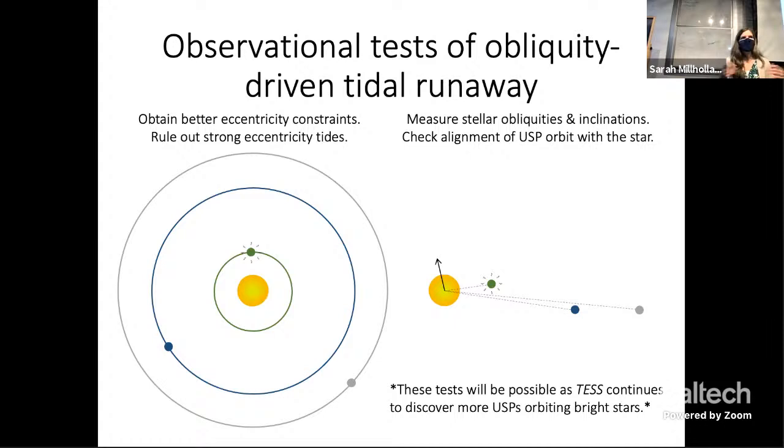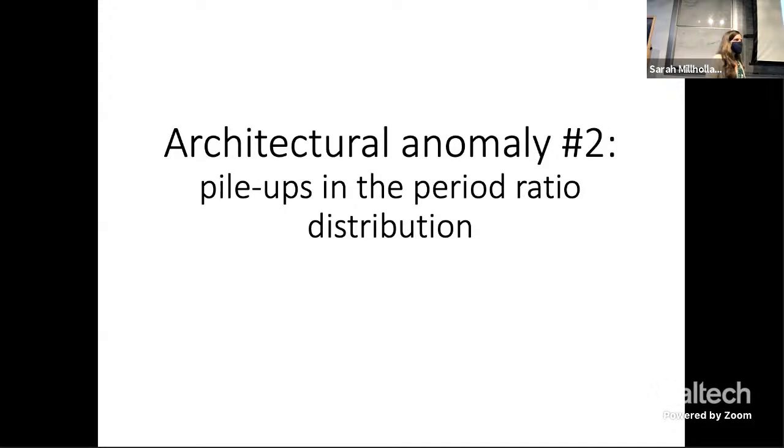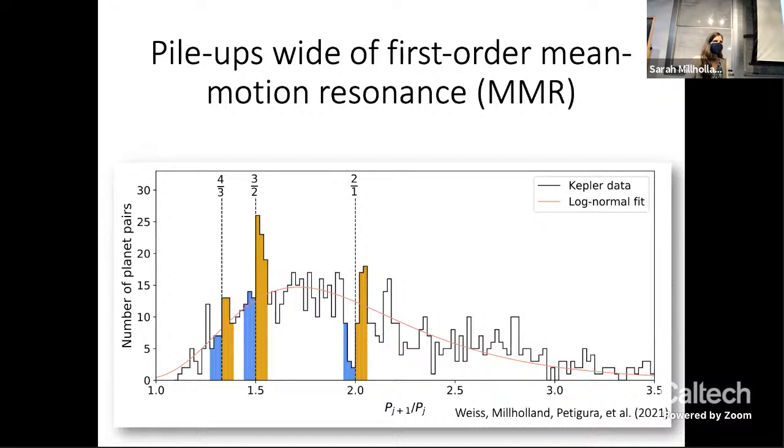Okay, so moving on to the next topic now. Just as the problem with the ultra short period planets stems from some anomalies that we see in the distribution of orbital periods of close-in planets, we also see some anomalies in the distribution of the orbital period ratio of multiple planet systems. So this problem here is concerning this period ratio distribution, which is shown here for Kepler systems.